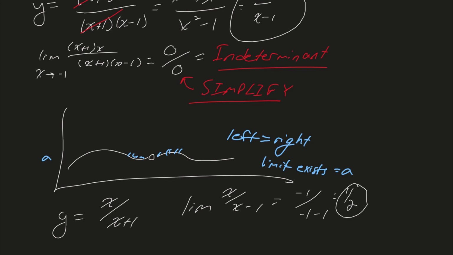You have to simplify when you get an indeterminate form, and it will give you a right answer. Unlike when you get a does not exist form, which is 1 over 0. That will never simplify to get you an answer. This does have an answer. And so, that is what is considered a removable discontinuity.